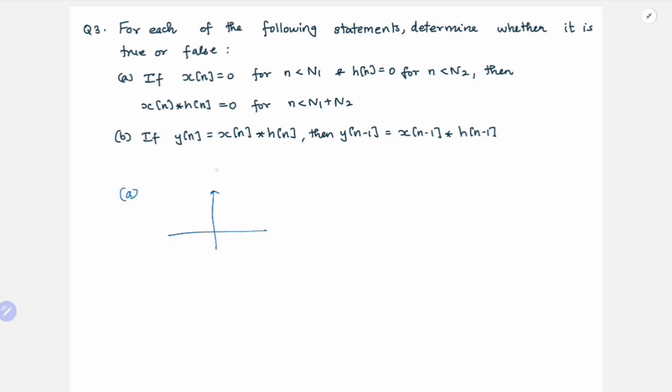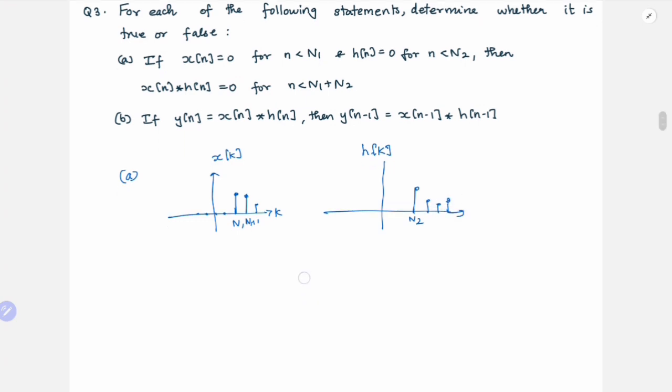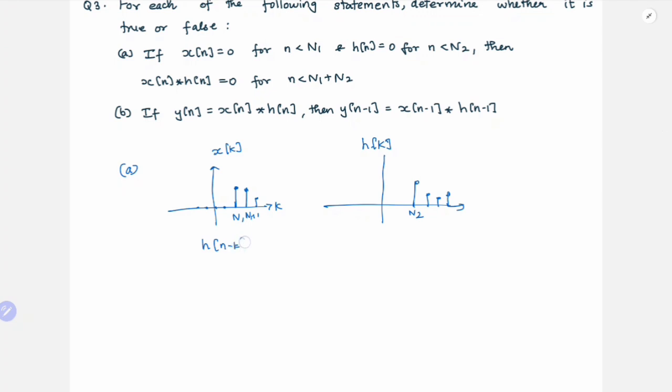So I'll write it directly as x of k is 0 for n less than n1. So let me take n1 as somewhere here. So from n1 it can have non-zero samples, and less than n1 it is going to be equal to 0. And your h of k, it's equal to 0 for n less than n2. So some n2, below that it is going to be equal to 0, right? So now let me find h of n minus k. What will happen? Where will my sample start from? It will start from n minus n2 and it will have a left tail.